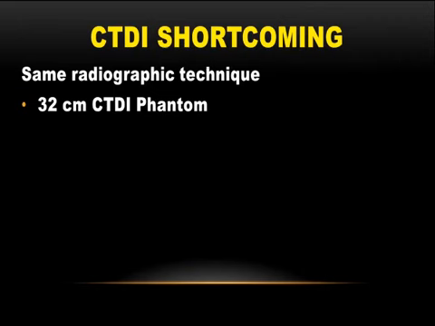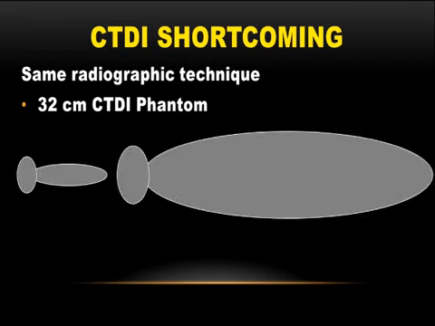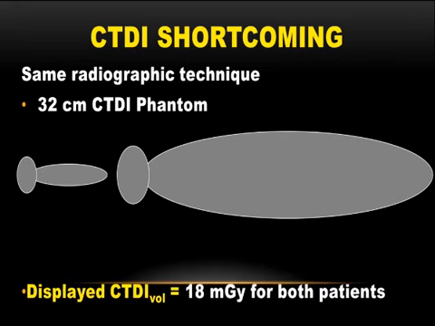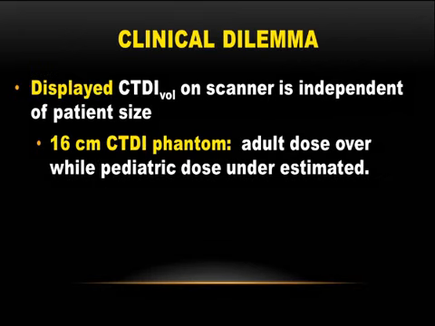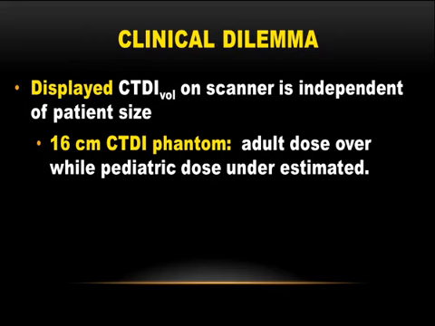So what does that mean practically in the clinic? If I take my CTDI vol for these 2 patients, one obviously a child and the other an adult, I'm going to get the same CTDI vol displayed on the scanner, provided I use the same scan parameters for each patient. And I'm going to get 18 milligray in my previous example. So we've got a clinical dilemma. If the scanner used the 16 centimeter phantom, my adult dose is going to be overestimated while my pediatric dose is going to be underestimated by the CTDI.